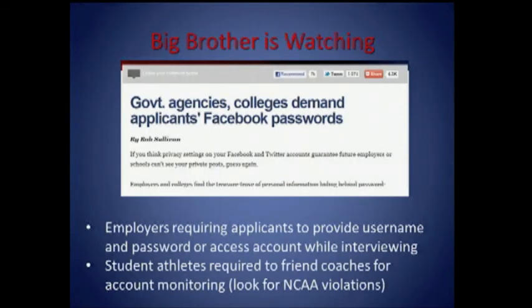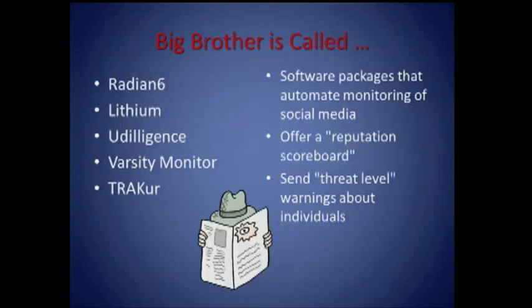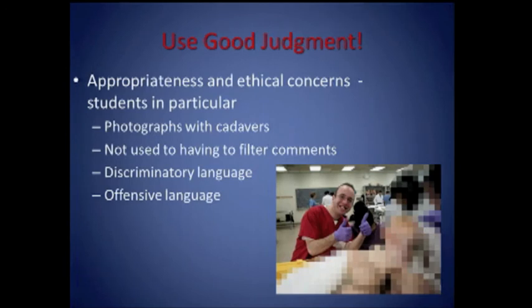People are watching you. Government agencies are demanding passwords, and someday you may run into your employer asking for your password or asking you to access the site while you are there interviewing. There are student athletes who are being asked to friend a coach so the coach can monitor their accounts for NCAA violations. And there is software that can do this, Radian6, Lithium, they're all out there. They're watching what you do. They're tracking under your name. If your company subscribes to one of these services, they will give you a reputation score based on what you post on social media. They can warn them about any threats or HIPAA violations.